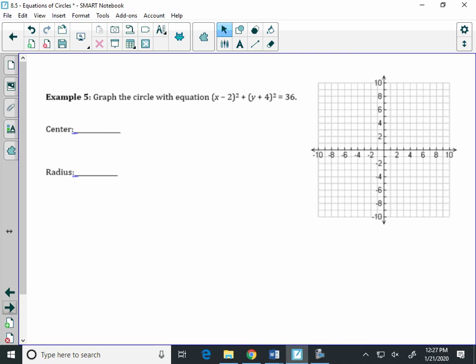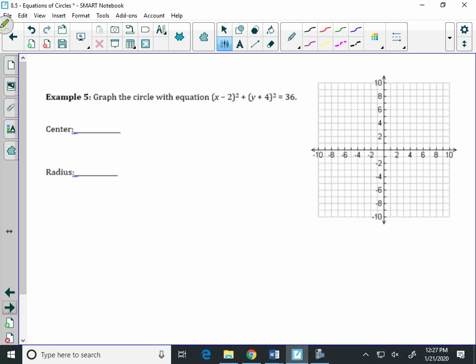We can graph. In order to graph, you have to know two things. You have to know the center, and you have to know the radius. The center is telling you where the circle is starting at, and the radius tells you how wide the circle is. So you have to know those two things in order to graph a circle.